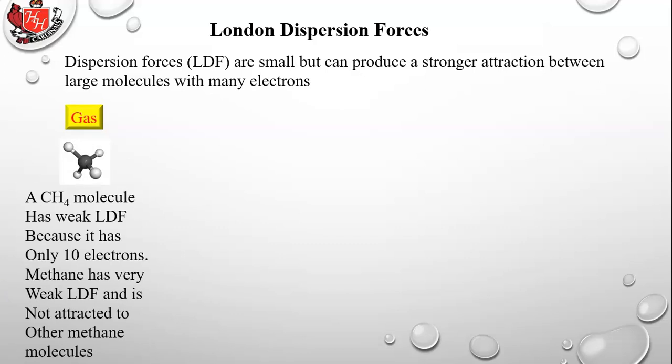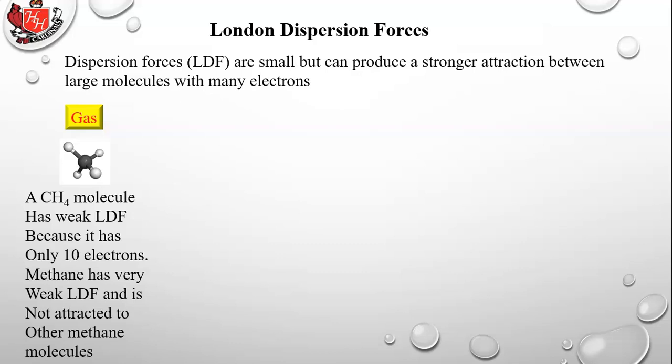CH4, that's the methane molecule, is very small. It has weak London dispersion forces because it has only 10 electrons. You can count that. It's CH4. The carbon has 6 electrons, and the hydrogens all together, all 4, have 4 electrons. That's a total of 10 electrons.